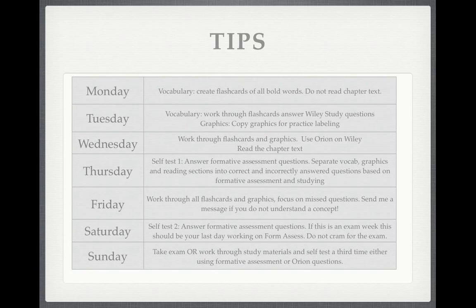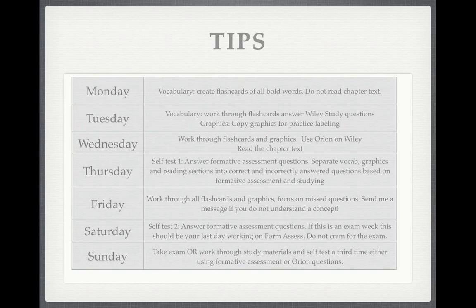Saturday, you should self-test again. You want to answer those formative assessment questions. You should be scoring better by this time. If this is an exam week, this should be your last day of testing. You need to kind of let your brain rest. You do not want to cram for the exam.